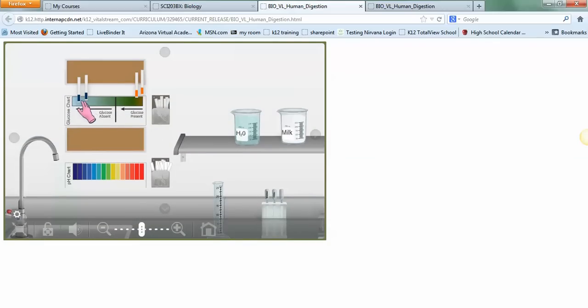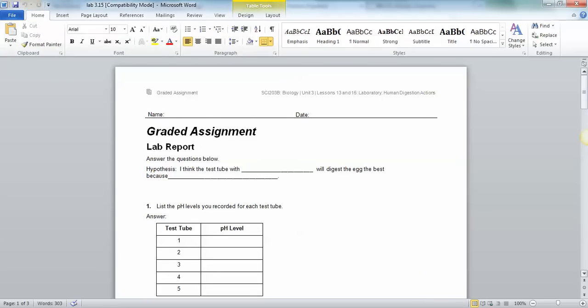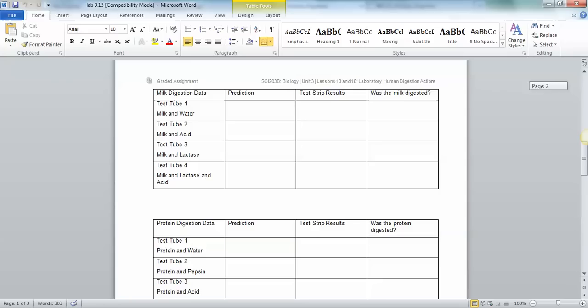So the first two test tubes tested blue, and this is in this range of the chart, and that says glucose is absent. And then the next two test strips tested orange, and that's on this side of the chart, which says glucose is present. So in your lab report, you're going to go down to the chart for the milk digestion data. We've already filled out our prediction, and now you can fill out your test strip results and answer the question, was the milk digested? For test tubes 1, 2, 3, and 4.